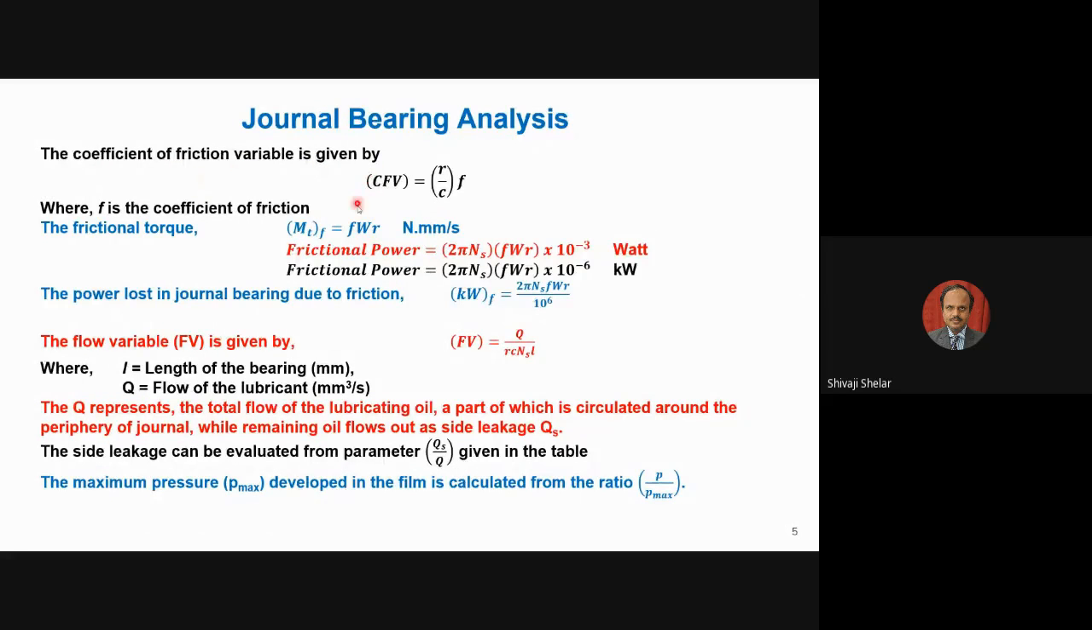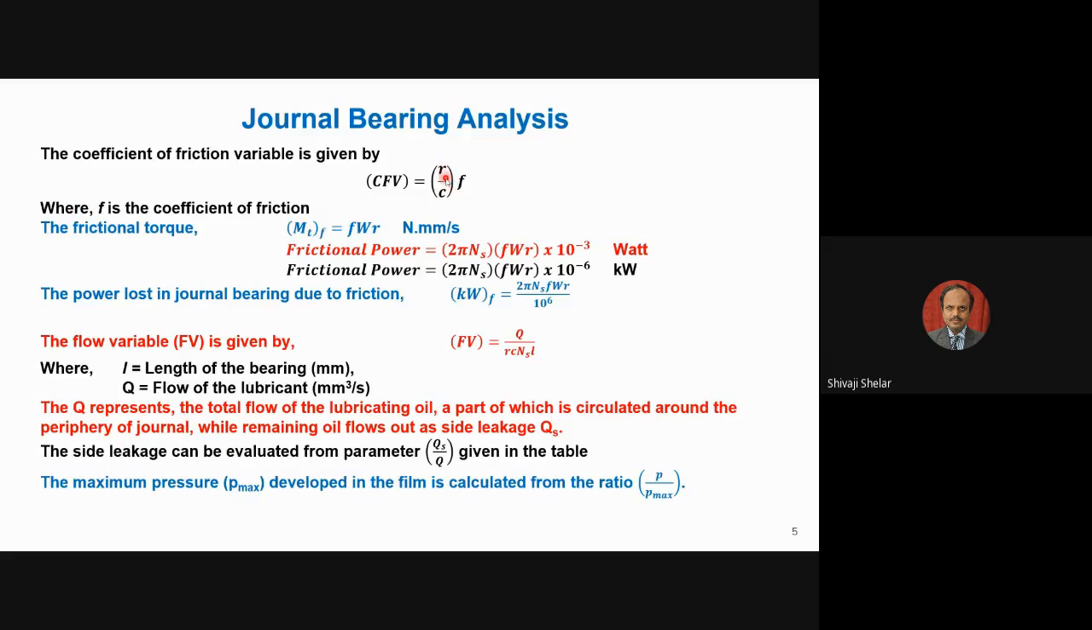When I use this bracket term here and write something inside it, then f is not different, and C is not different here. It is a common term. So this common term, CFV, is called the coefficient of friction variable. To show this is a common term, I am using a bracket here. So this is called the coefficient of friction variable. It is another dimensionless parameter which is associated with the coefficient of friction. How is it associated with the coefficient of friction? It is associated with your R by C ratio, the geometry ratio.